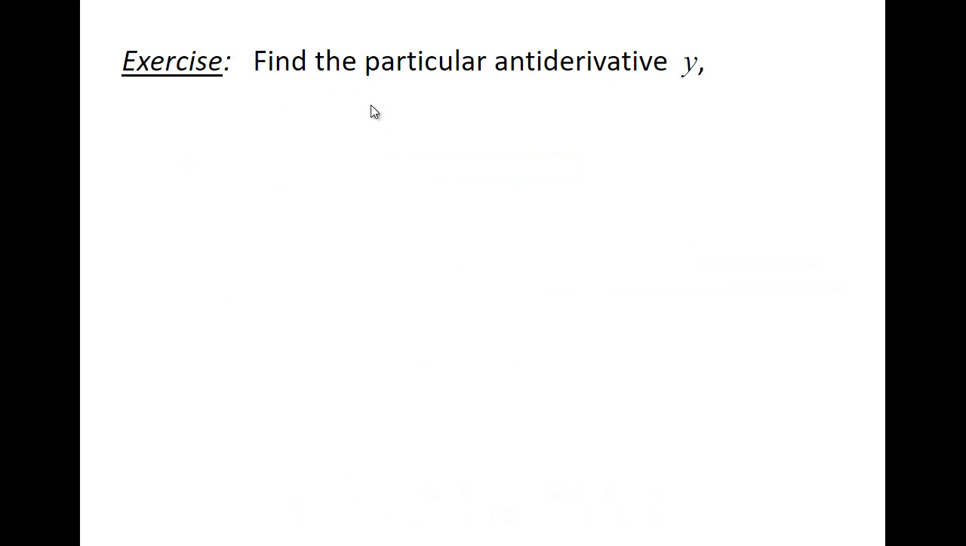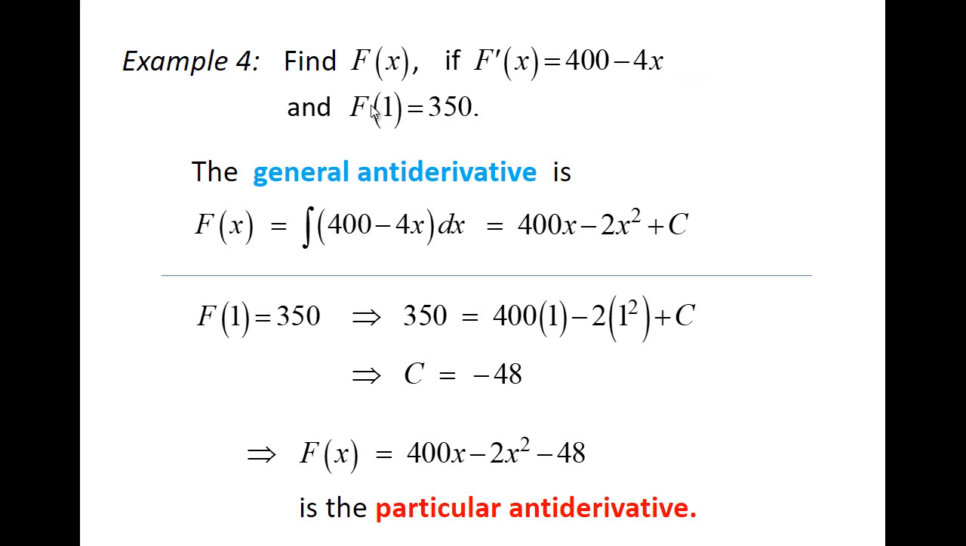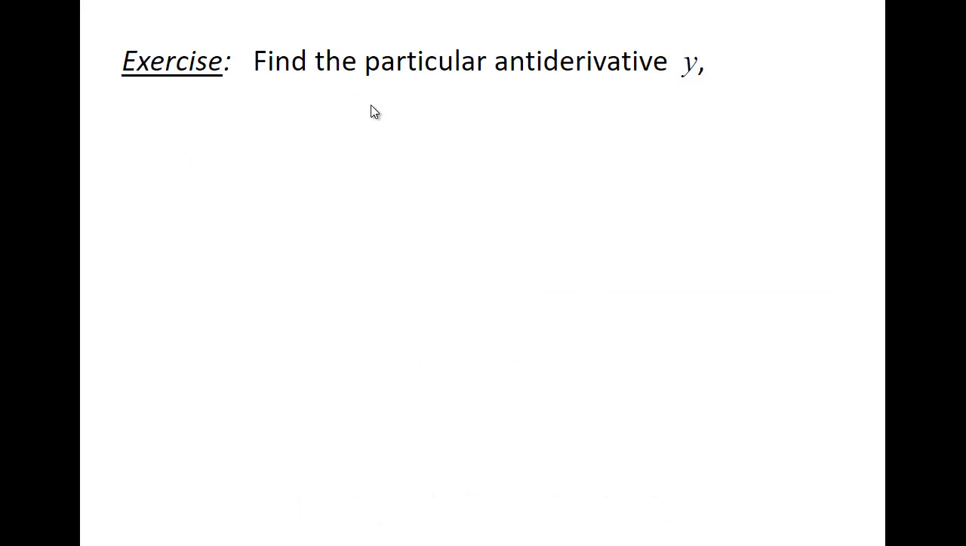Okay, so now it's an exercise. It's a very similar question to this one right here. We want to find the particular antiderivative y if the derivative of y with respect to x is 5x to the negative 1 plus x to the negative 4 minus 1, and if y of 1 is 0. Well, the derivative of y is this, so y would be an antiderivative of this. So let's find the general antiderivative.